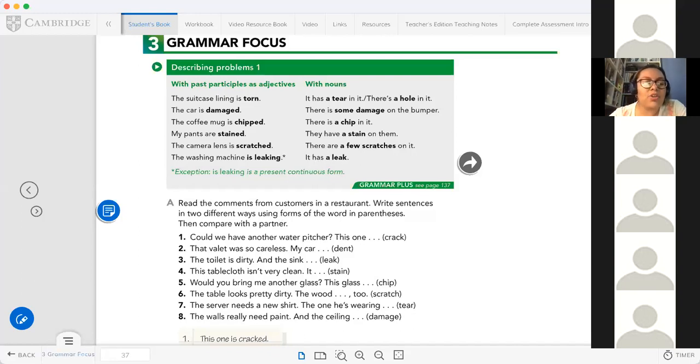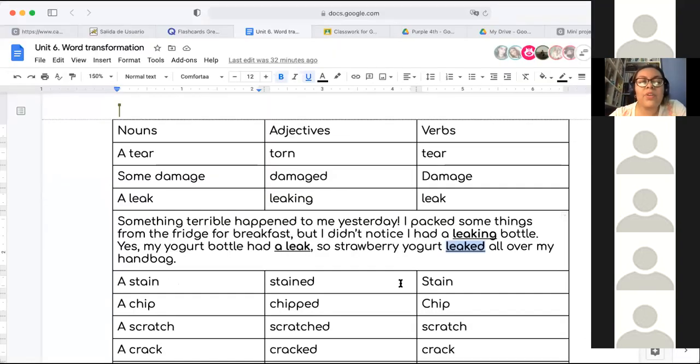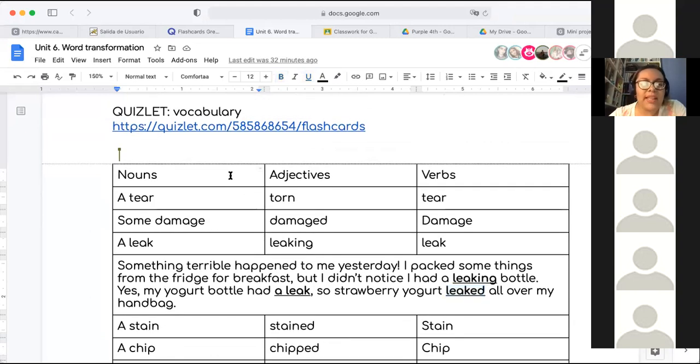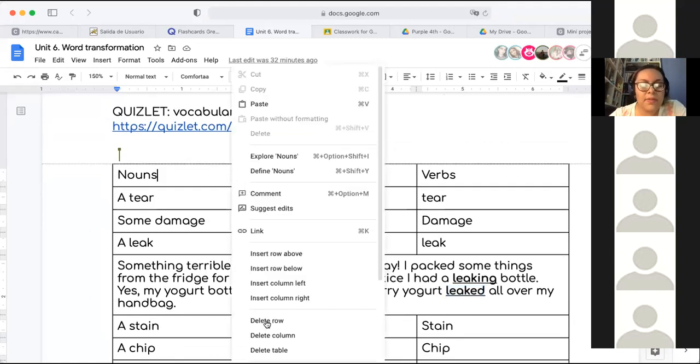We're going back to the document that we were working on together. Let me share that screen with you again. Okay, so here we have this little chart with nouns, adjectives, and verbs. A column to the left.